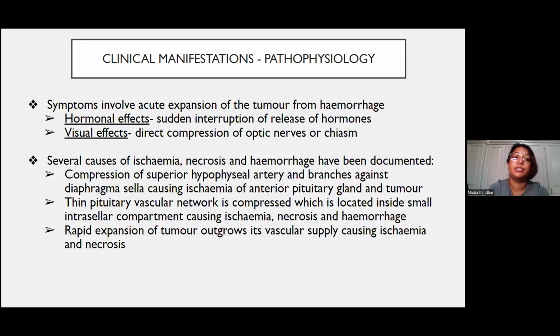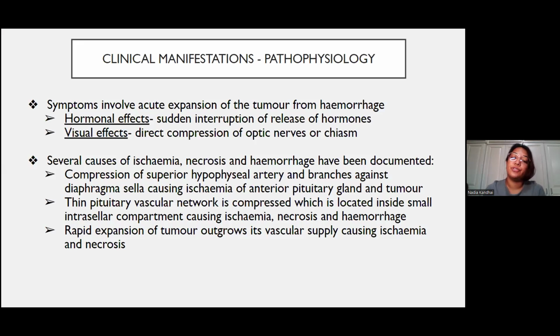Our clinical manifestations, the symptoms mostly involve the acute expansion of the tumor itself from hemorrhage. There are both hormonal effects and visual effects. The hormonal effects come about because of the sudden interruption of the release of hormones, whereas the visual effects result from the direct compression of the optic chiasm or the optic nerves.